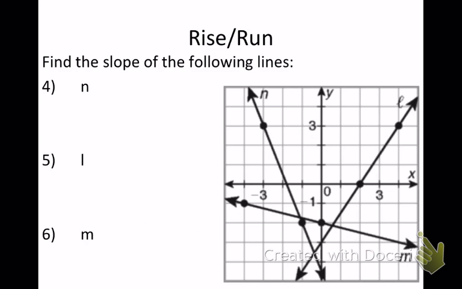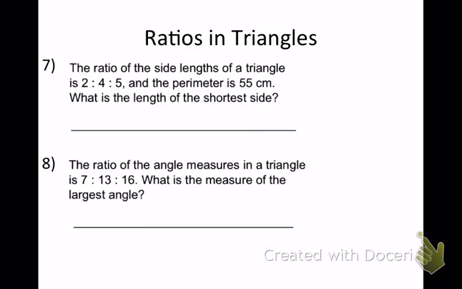Using that same idea, take a couple seconds and try these 3 on your own. Find the rise over the run, find the slope of these 3 lines. Alright, number 4, quiet down. N. Trent, what do you have for the slope of N? -5 over 2. Becca, L, what do you got? 3 over 2. And M, Simeon, what do you get for M? -1. Nice job. So that's the slope, rise over run. Great job.